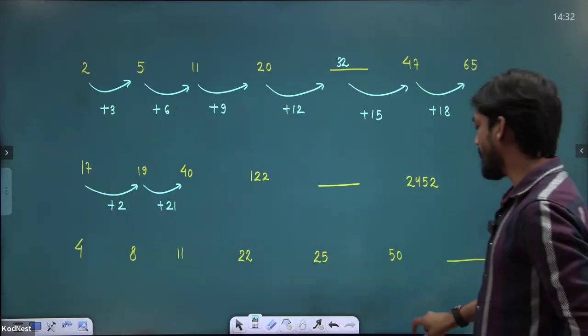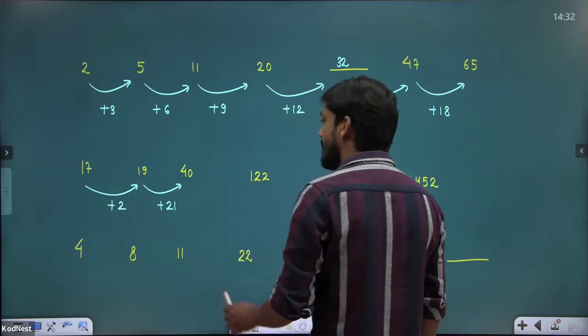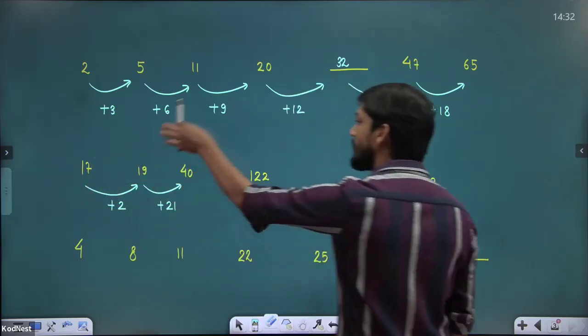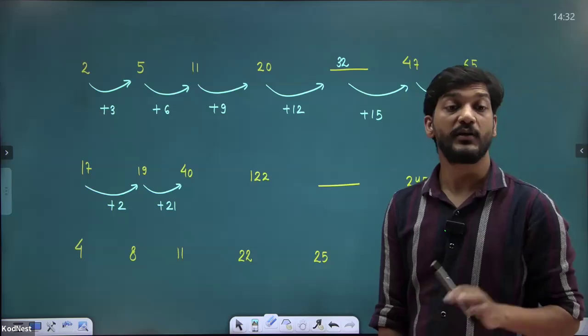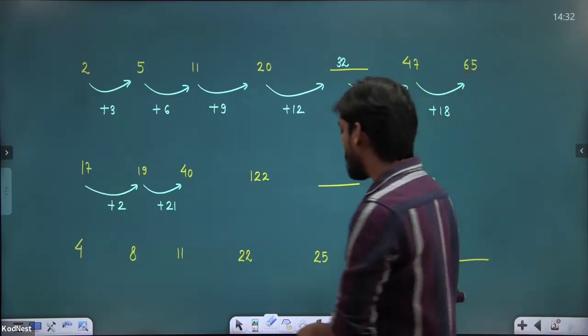Yes. So that's why don't think just addition. Just because of addition, the value will not increase this much. Okay, just because of addition. So that's why don't start with addition.